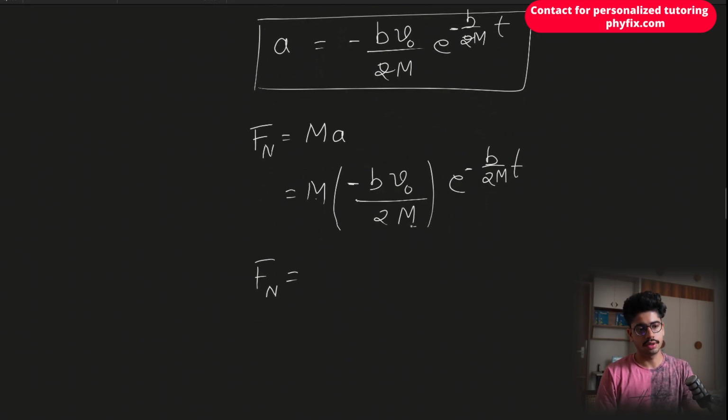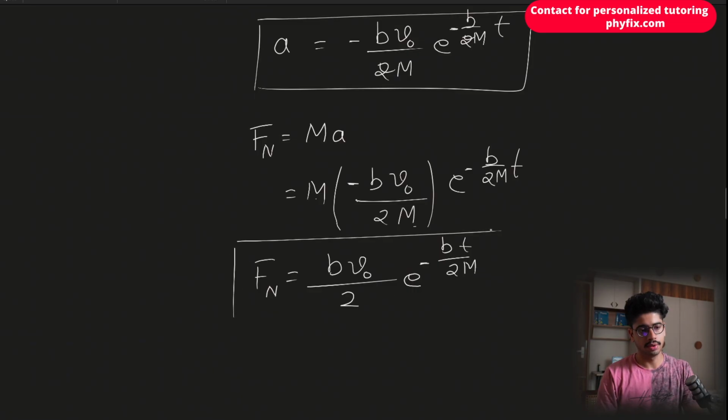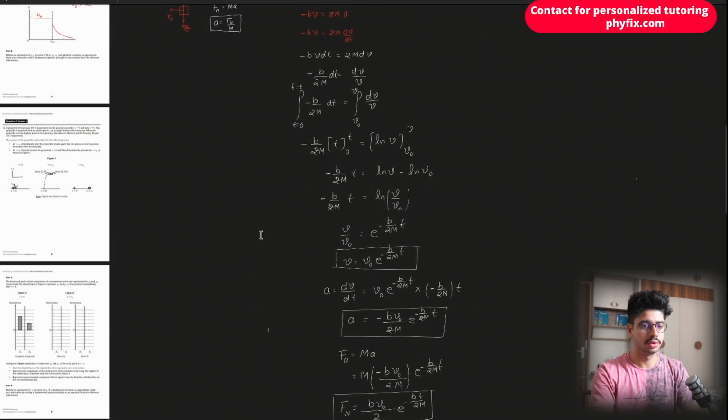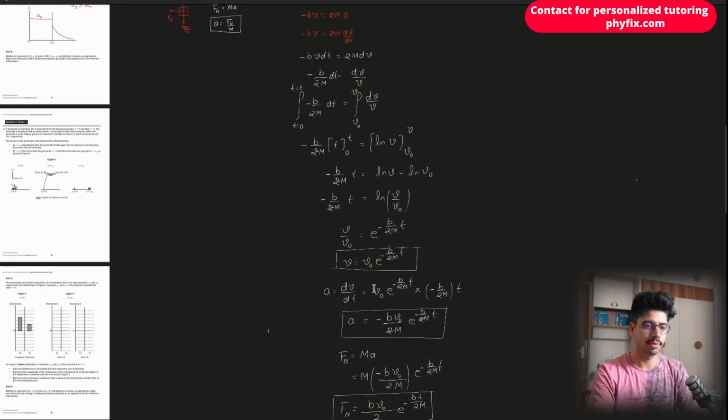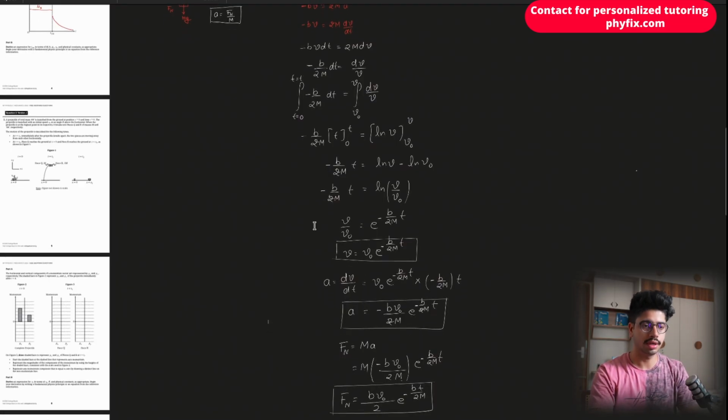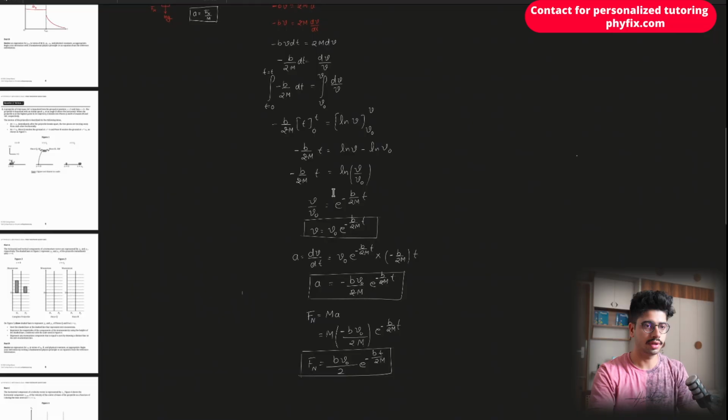So now let me cancel this one, and then it ultimately comes out to be b v0 by 2 e power minus bt by 2m. So this is actually the normal force. This is the final expression for the normal force. Please go through that and check whether any mistake has happened.